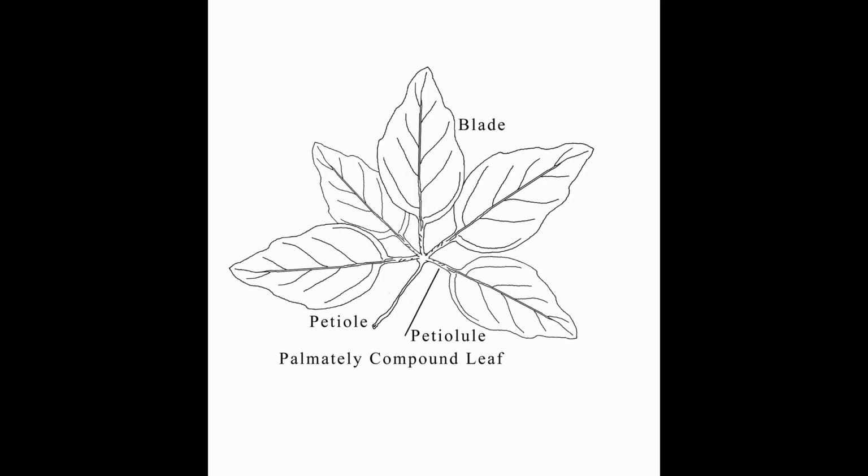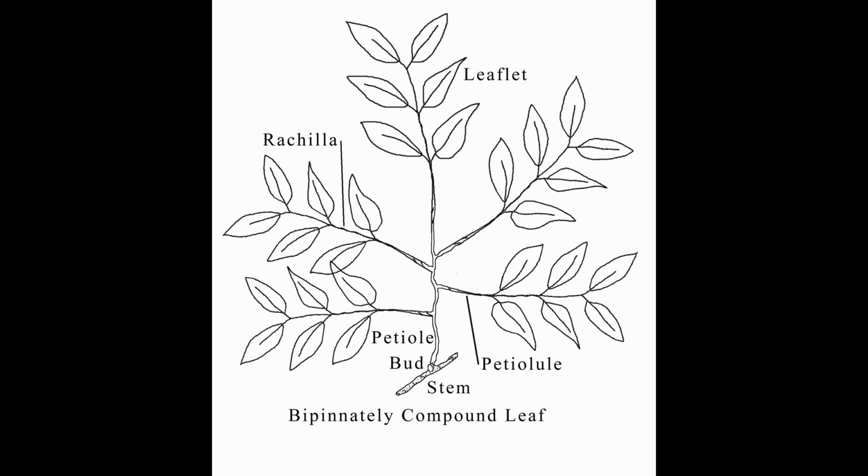Palmately compound leaves radiate out from the central point. Compound leaves may be multiply compound with even or odd numbers of leaflets. A compound leaf has a bud at the base of the petiole. The petiole is branched into petioles, and there are no buds at their base.